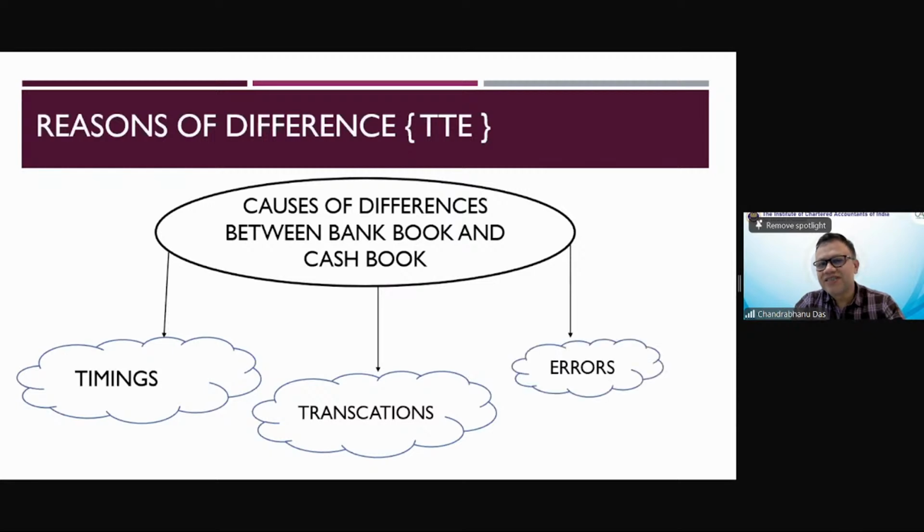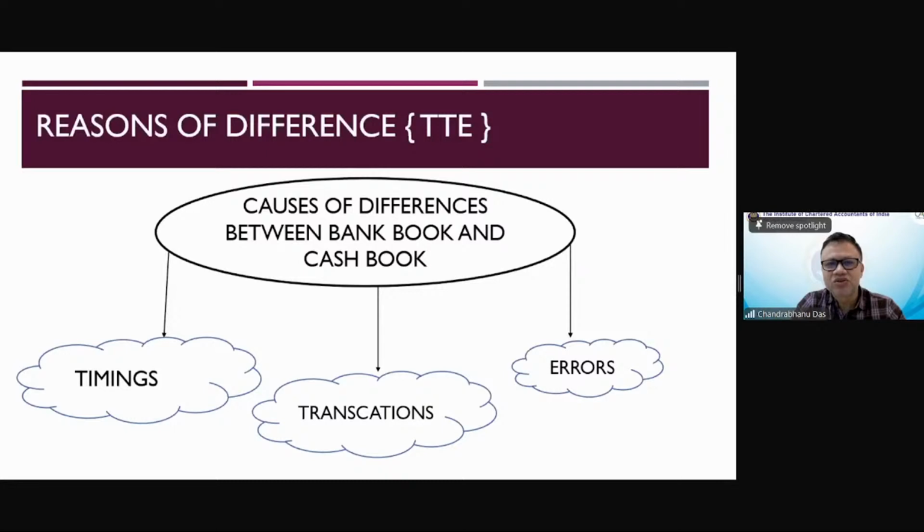The next difference is, as we are all human beings, there can be errors. So the next difference is dedicated to errors. Why can errors happen? Errors can happen by the accountant of the company while doing entries. That's why we also have a chapter on rectification of errors. Errors can also be made from the bank side. These are the third part, which are very minor in nature, because the major differences come through timings and transactions.